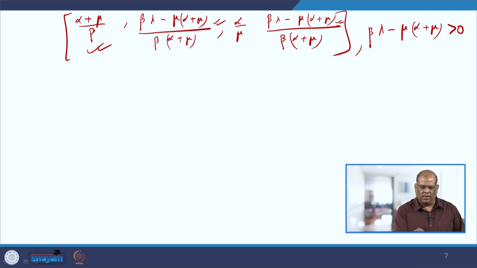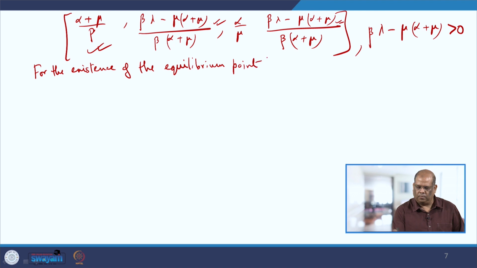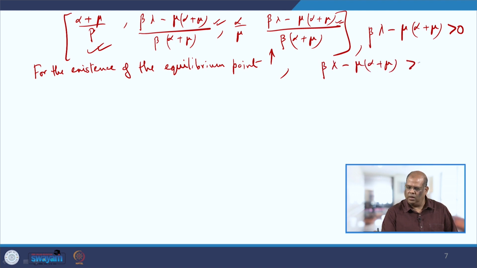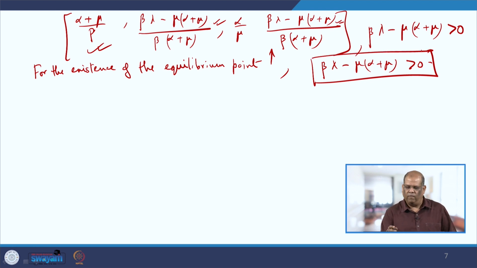So, for the existence of the equilibrium point, this condition must be satisfied. Otherwise, the population will be negative, which does not make any sense.